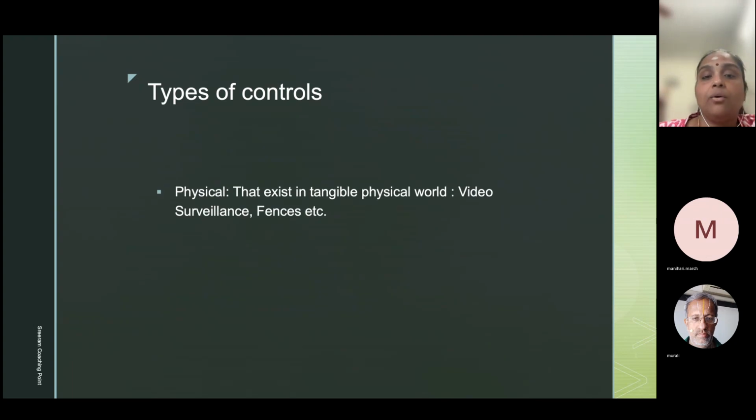You have the physical control that exists in the tangible physical world, like video surveillance, fences. You say, okay, don't touch it. That is a physical control. Or you have a log which says who is entering. As simple as somebody entering your society, you could have a guard sitting there and recording things.